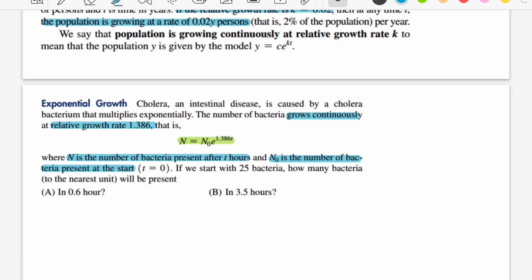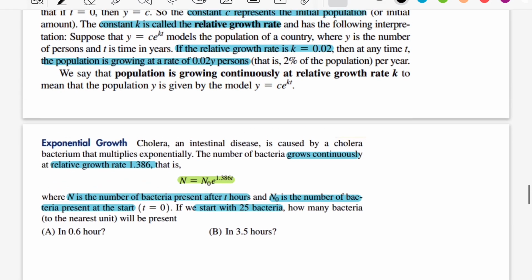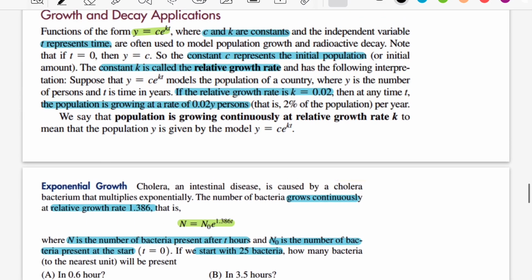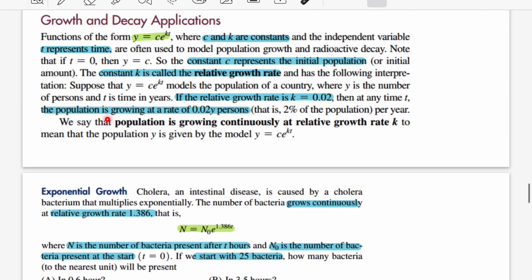Okay, so we are going to start with 25 bacteria, and we want to figure out how many bacteria will be present at 0.6 hours and in 3.5 hours. Okay, so this might seem a little intimidating at first, but this equation is just how we set up here.